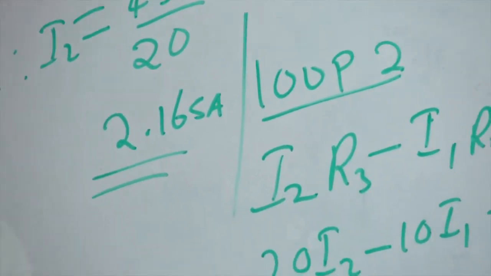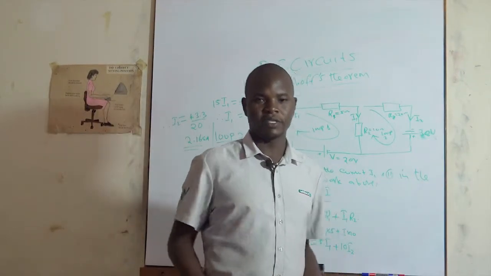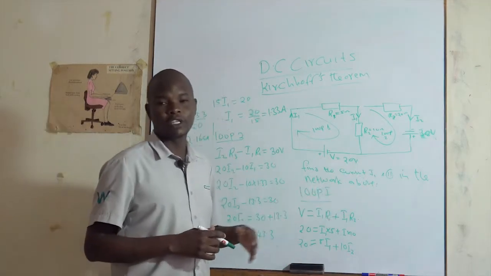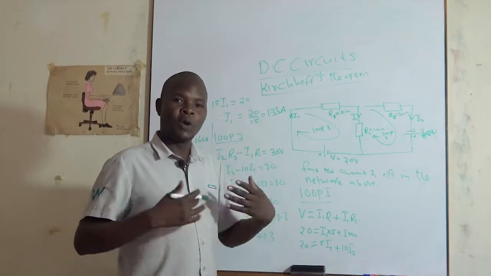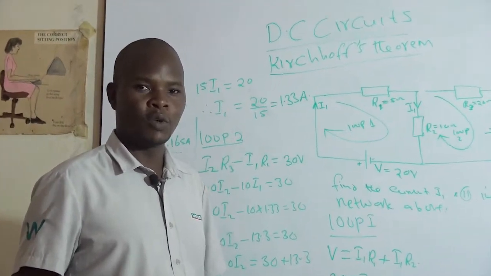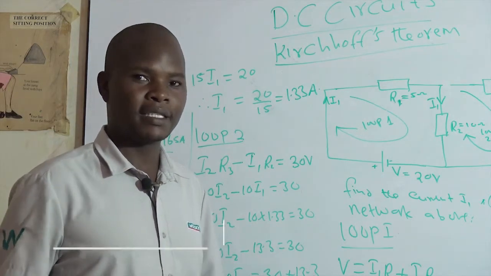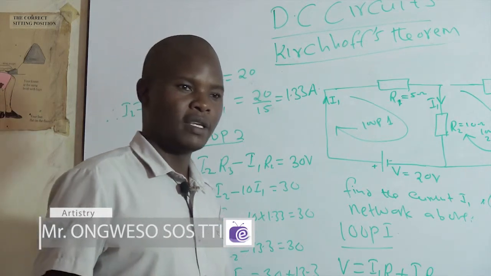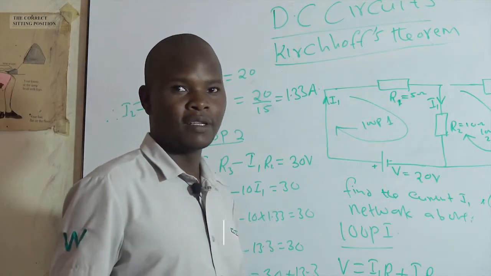So that means if you have a circuit with so many sources of EMFs, you can use this Kirchhoff's voltage law so that you can analyze the system. You can know the current in that circuit, you can know the circuit which is having maybe a high resistance, such that you can adjust it and even improve the efficiency of the system.